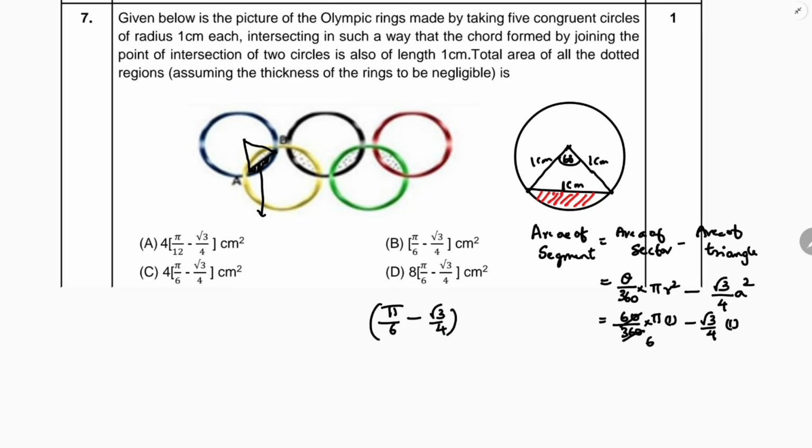So this is one part. Like this we will be getting 8 parts. Here 2 parts, here 2, here 2, and here also 2. So total 8 parts. So if you multiply this answer by 8, that's the answer: 8 times pi by 6 minus root 3 by 4 centimeter square. So clearly the correct option is D.